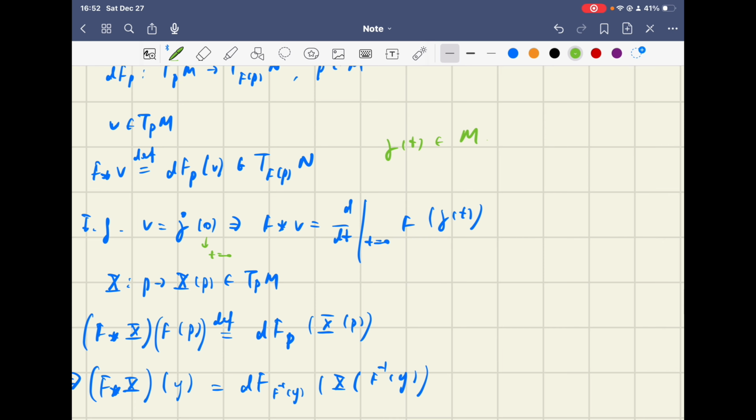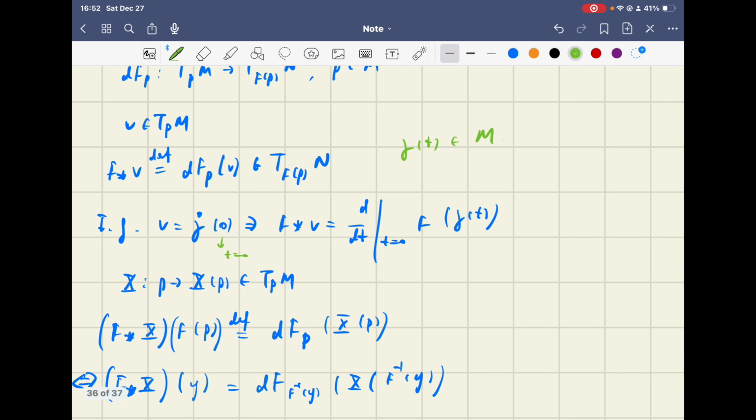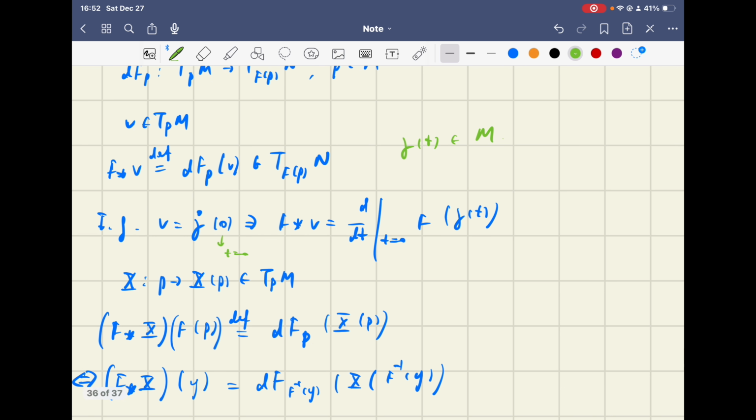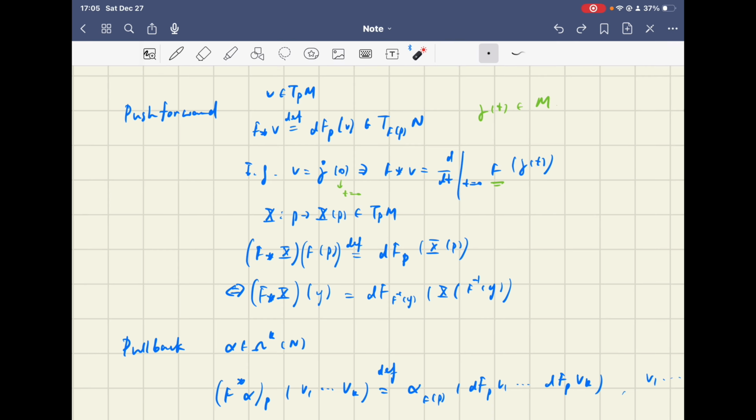So this 0 means t is equal to 0. So this is like a specific point on the M manifold, and you can define its push forward. According to the definition we just introduced, you first use the mapping f to push it to the N manifold, and then you take its derivative to turn it into a tangent vector. So that's the push forward of a tangent vector.